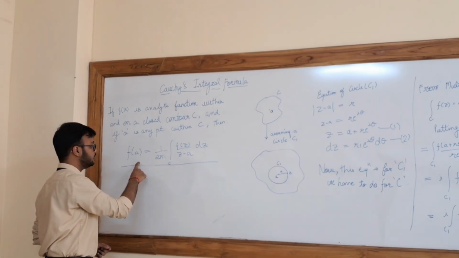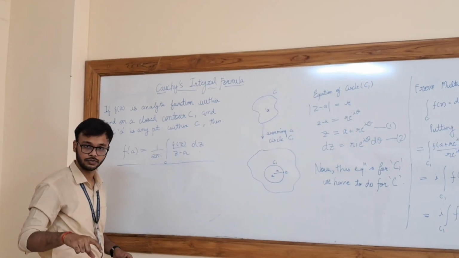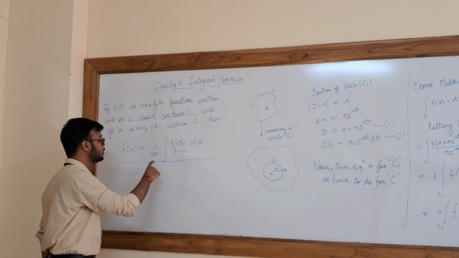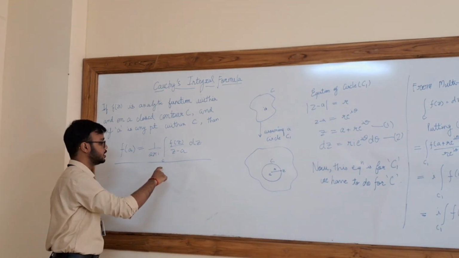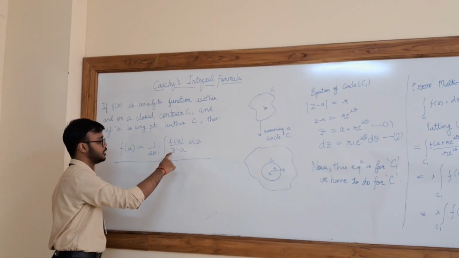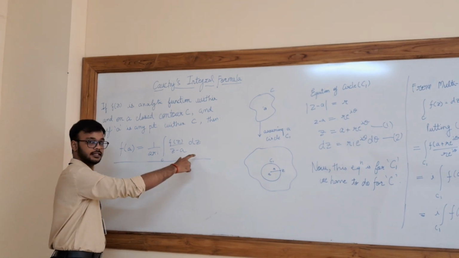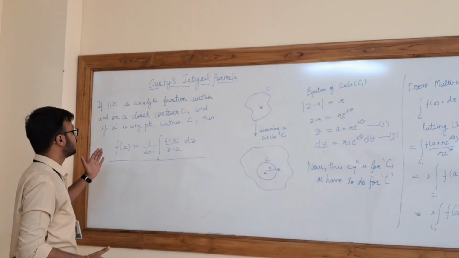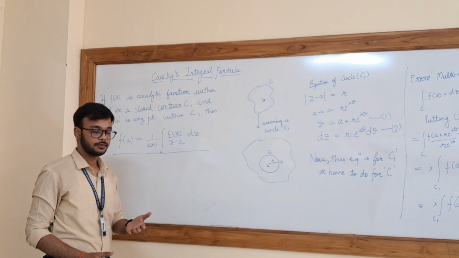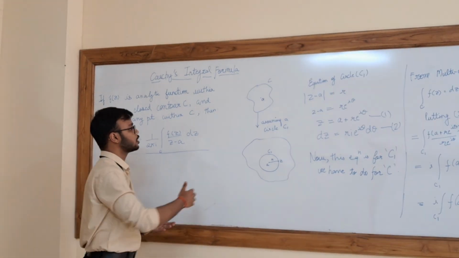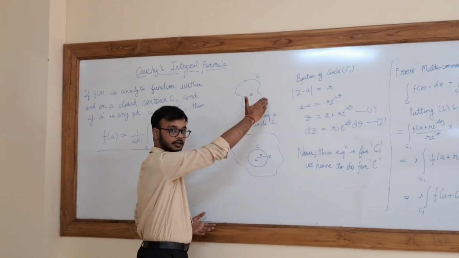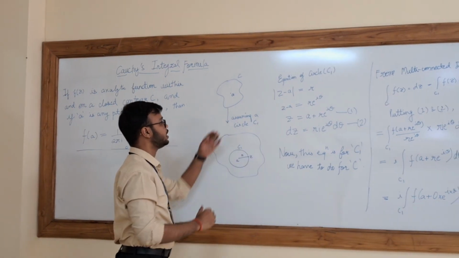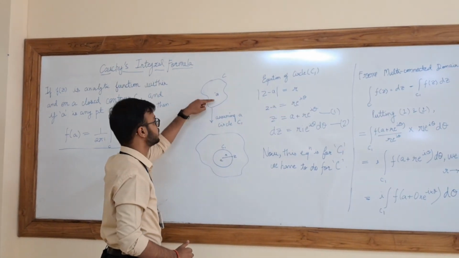Then f of A, which is the point inside the contour C, will be defined by 1 upon 2 pi i, integration on C of f of z upon z minus a, dz. So for proving this, we consider a closed contour C, and we are taking the point A inside it.